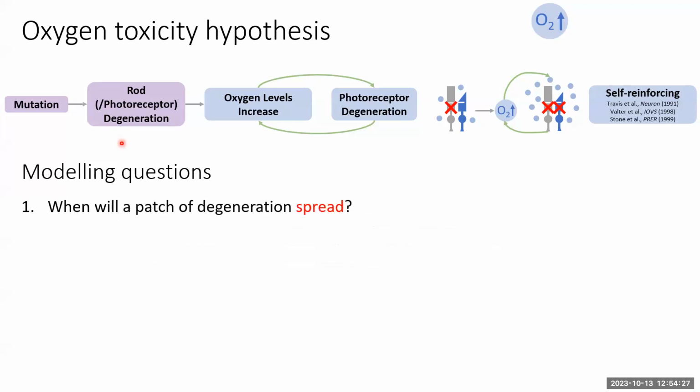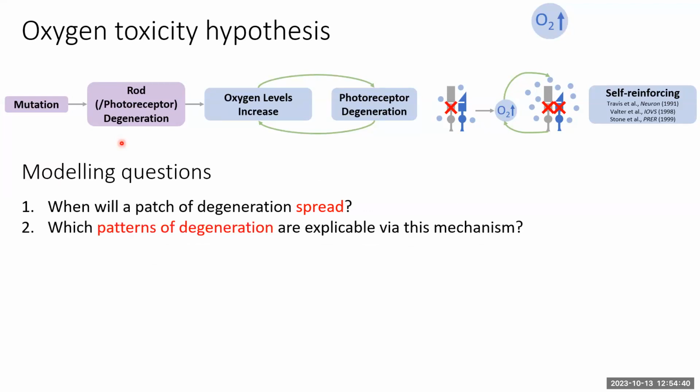And so what I'd like to do in this presentation is pose two fairly straightforward modeling questions. The first is, under what conditions will a patch of degeneration spread? I said degeneration starts in small patches which expand and coalesce. Sometimes those patches will remain fixed in size, sometimes they expand. Can we explain that by this mechanism? And the second question is, which patterns of degeneration are explicable via this mechanism, referring back to the patterns of visual field loss I showed you earlier?